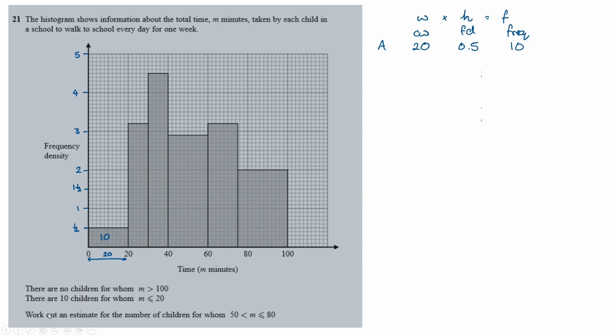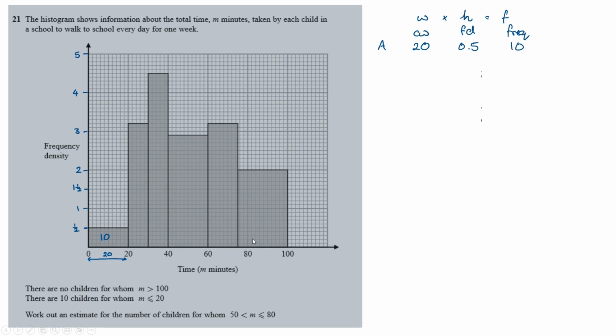What does the question want me to do? The question wants me to work out an estimate. Now, the reason it says estimate is I'm going to be using fractions of these rectangles. So therefore, I don't know exactly where all the people sit. So I'm estimating based on the size of the rectangle. So I want an estimate for the number of children who are between 50 and 80. So what I need to do is I need to work out the frequencies of all these rectangles here. In other words, I need to work out the areas.